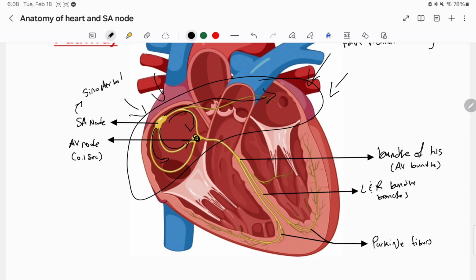So, in order to avoid this from happening, the SA node depolarizes the atria first. The atria contract. At the same time, the AV node receives that signal, but holds on to it for 0.1 seconds to allow the atria to contract. Then, after the atria have contracted, it'll send that signal down to the bundle of His, okay, down to the left and right bundle branches, and then all the way up the Purkinje fibers, which causes the ventricle to start contracting from the bottom up. The bottom up, okay? You see how the signal's coming on from here and then moving up?